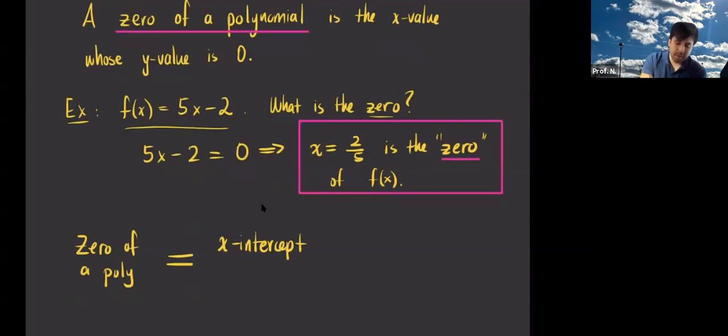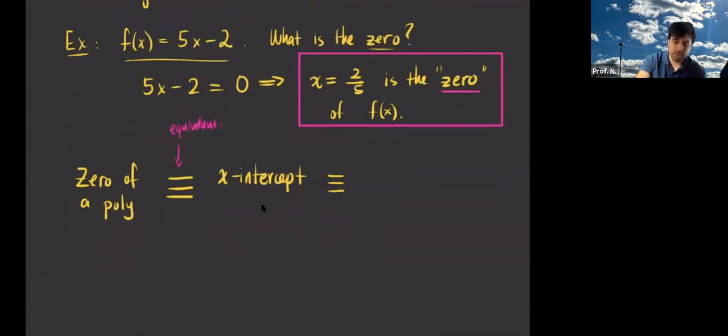And I'm going to put an extra bar here. This just means equivalent. It's equivalent, not that they're exactly the same. So you can think of the 0 of a polynomial as the x-intercept. But there's actually another kind of interpretation as well. Maybe I should give you another example for that.